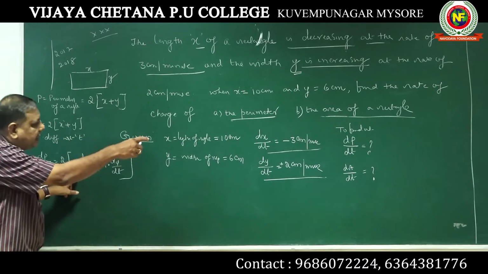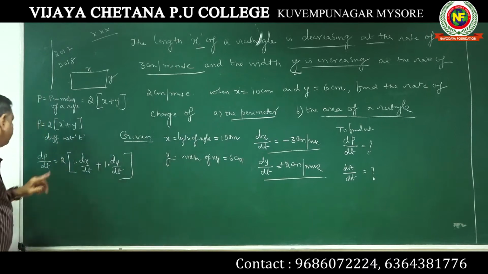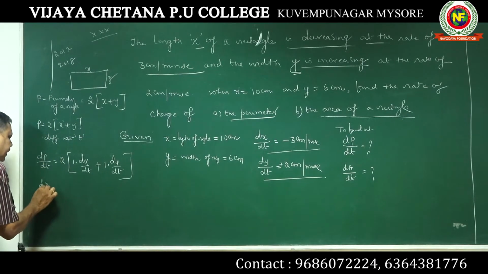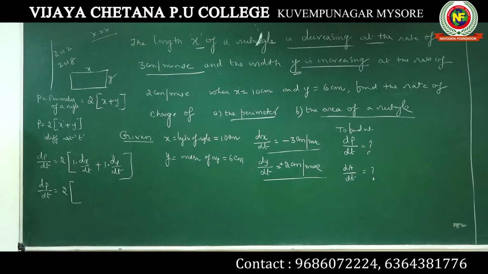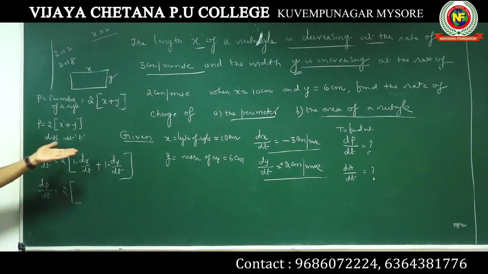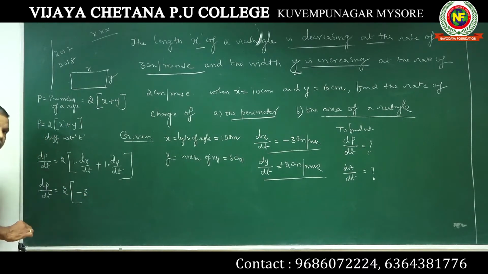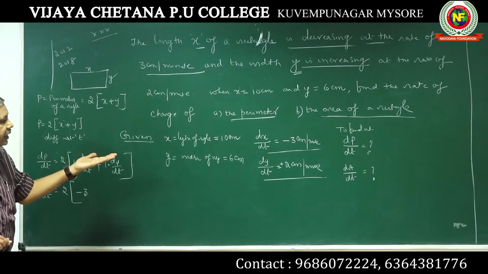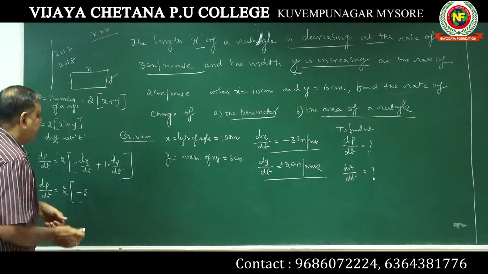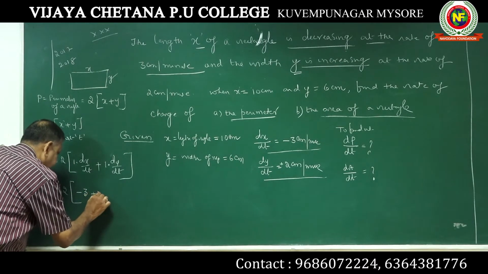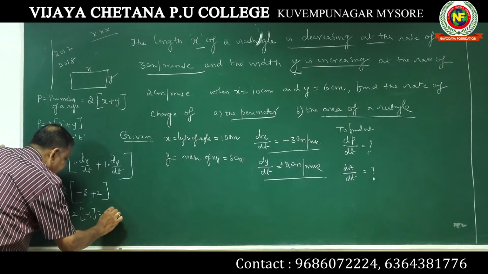dx by dt is given, minus 3. dy by dt is also given, 2, and this 2 is already there. Now dp by dt is equal to 2 into 1 into dx by dt. dx by dt is given as minus 3, you must take minus 3. That is very important. You should not take plus 3 because it is decreasing. So dx by dt is minus 3 and dy by dt is plus 2. That is 2 into minus 1, or it is minus 2 centimeter.